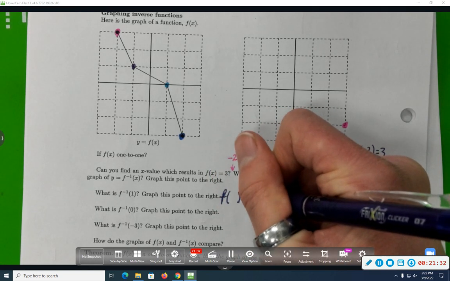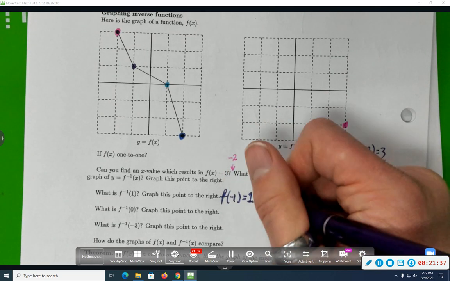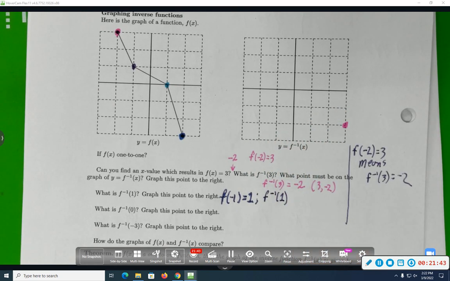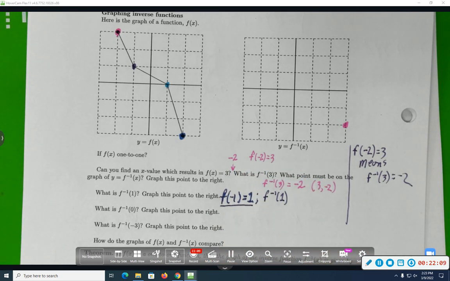F of negative 1 equals 1. So, what can you tell me about f inverse of 1 then? If x equals negative 1 gives an output of 1, then for the inverse, it's the opposite, where f inverse of 1 will equal negative 1.